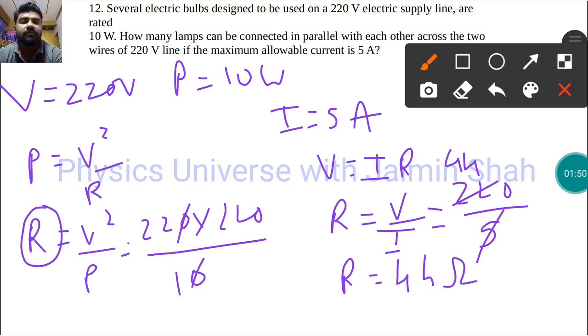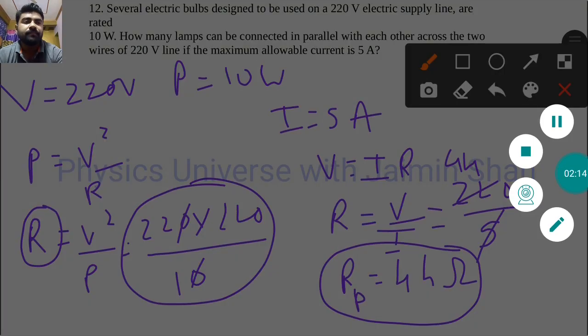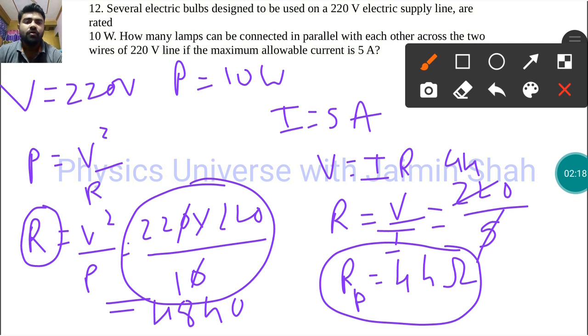And here R is equal to 22 into 220 upon 1. That is more, so we need to connect the bulbs like this. This is RP, that value we need, and we should connect them like that. We will get 44, right? So 22 into 220, here we got 4840, right? That is our ohm, the R that we have.